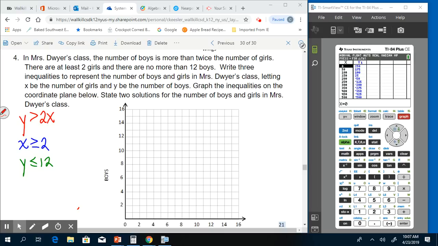So firstly, we have Y is greater than 2X. So we start at 0. We go up 2 over 1. And we need a dotted line there because it's just more than, not more than or equal to. Arrow on the end, label it with the equation. And it's greater than, so we're going to shade above.